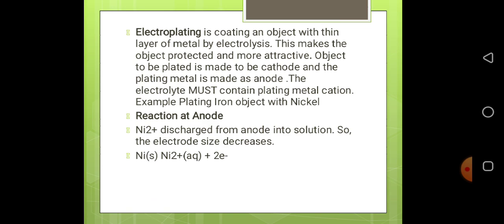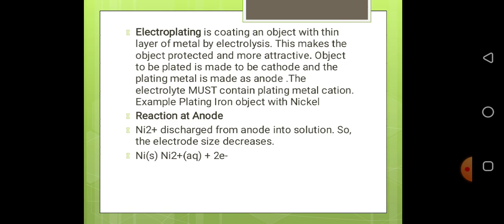Electroplating is the coating of an object with a thin layer of metal by electrolysis. This makes the object protected and more attractive. The object to be plated is made the cathode, and the plating metal is made the anode. The electrolyte must contain the plating metal cation. Example: plating an iron object with nickel.